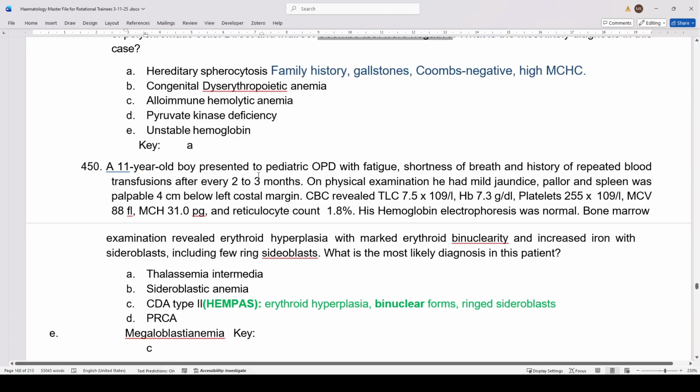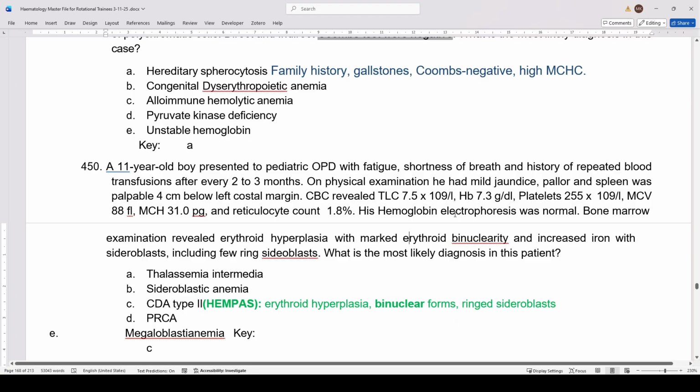An 11-year-old boy presented to pediatric OPD with fatigue, shortness of breath, and history of repeated blood transfusion after every 2 to 3 months. On physical examination, he has mild jaundice, pallor, spleen was palpable 4 cm below the costal margin. The spleen is enlarged. Patient has jaundice, pallor, so it shows some type of hemolysis is going on. CBC revealed TLC of 7.5, hemoglobin is 7.3, anemia. Platelets normal, MCV 88, MCH 31. Reticulocyte count is 1.8. It is low.